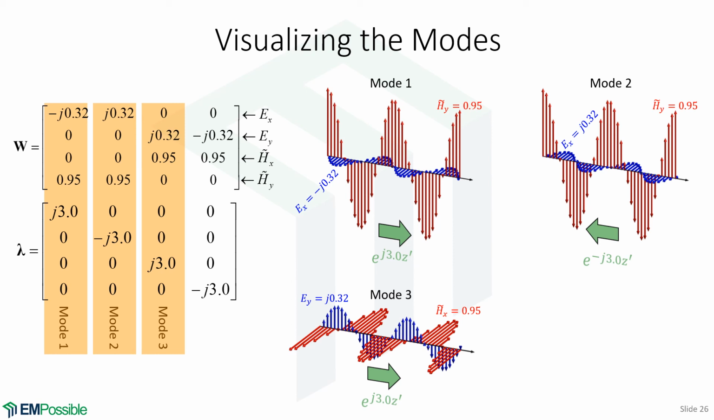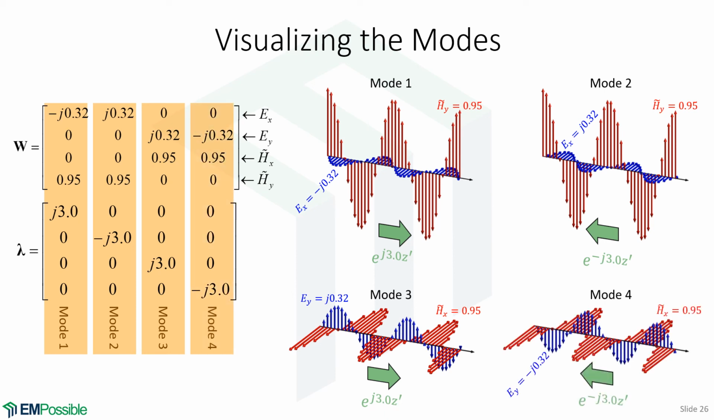Okay, so we have the electric field pointing in the y direction, and the magnetic field now pointing in the x direction. And that's exactly what we see. The eigenvalue is a positive j 3.0, so our exponential is e to the j 3.0z. That's a forward wave.